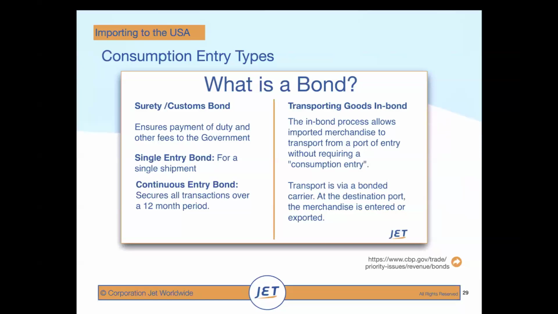If you import regularly, you should look into getting a continuous entry bond. It secures transactions over a 12-month period. And there's a method and a way how they value it. It's based on the value of imports you have coming in. They base it on a percentage and you pay that. But it's usually much more cost-effective to have a continuous entry bond if you're importing regularly, as opposed to transit bonds. And there's bail bonds.